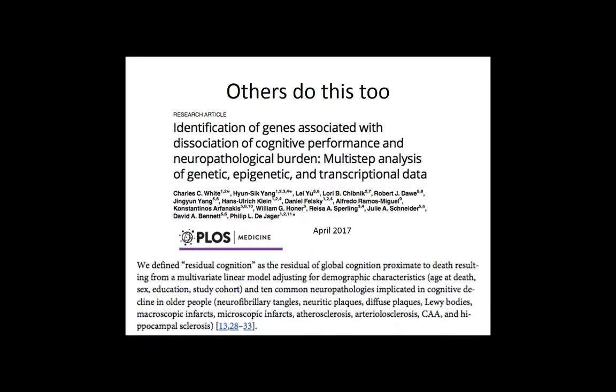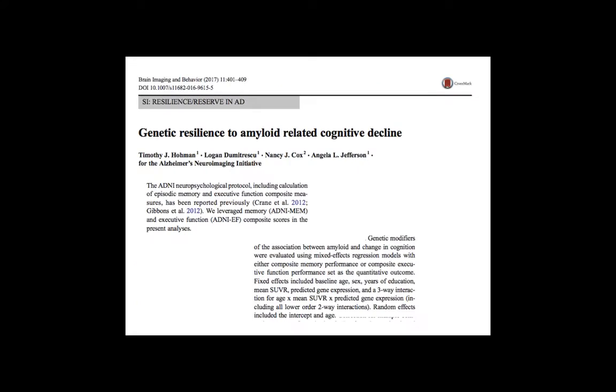And this really smart guy, Tim Homan. Where's Tim? There he is. Great paper, right? So he looks at resilience to amyloid. So he then had a regression model and predicted this really cool paper on Crane et al. ADNI MEM, it's great. And Gibbons, where's Gibbons? There she is, right? The executive functioning score, he regressed those things.